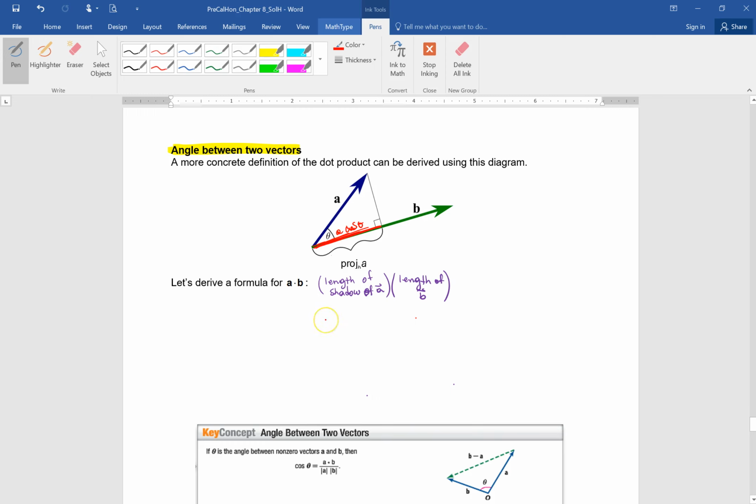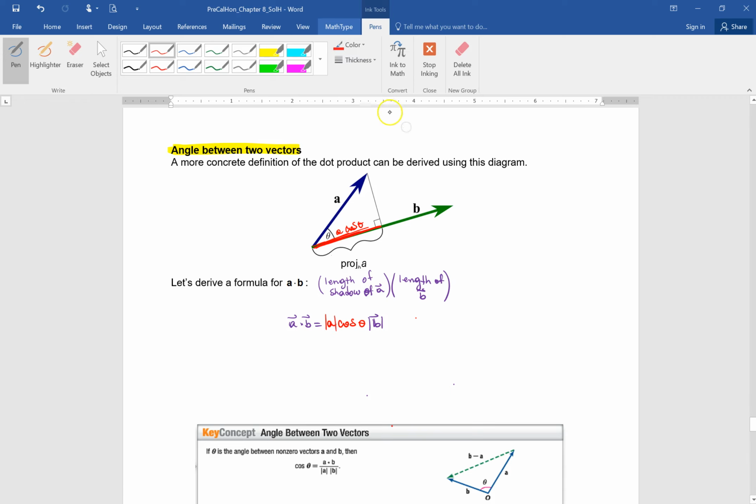Now, let's put that in here. A dot B is the length of the shadow of A times what? The length of B, which is the magnitude of B. And the length of the shadow of A is just A cosine theta. So A dot B is equal to A cosine theta times the magnitude of B. And now this is starting to look like something.